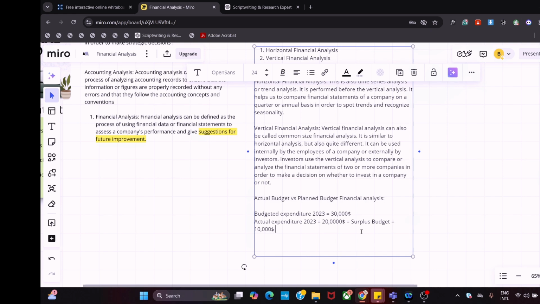Now this is what we call variance analysis. So what is variance analysis? Variance analysis is simply trying to know the difference between the planned budget and the actual budget, and also trying to know the reason behind the difference between the planned budget and the actual budget. All right. Now, there's another type of budget we call deficit budgets.